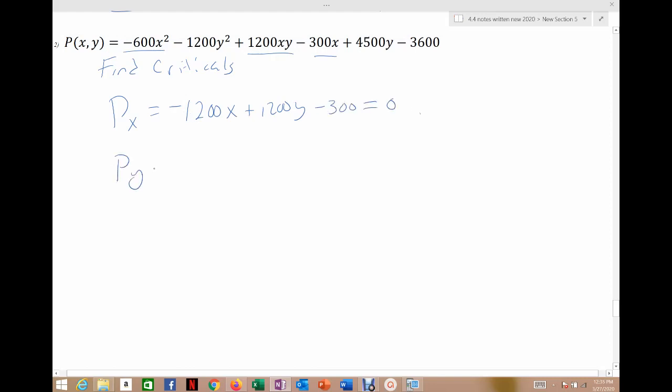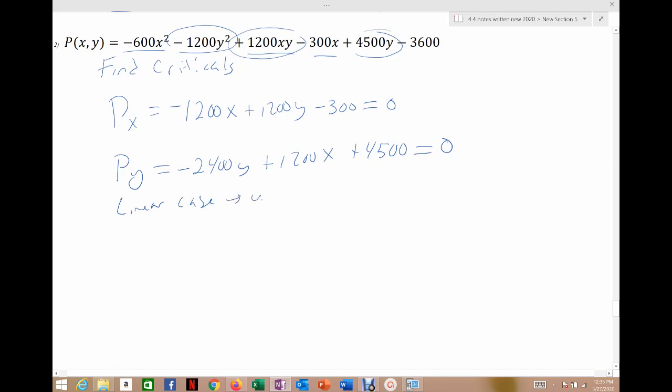Alright, my first order derivative with respect to y, so my y values. So negative 2400y plus 1200x plus 4500. Set it equal to 0. This is my linear case, which means I can use a matrix.